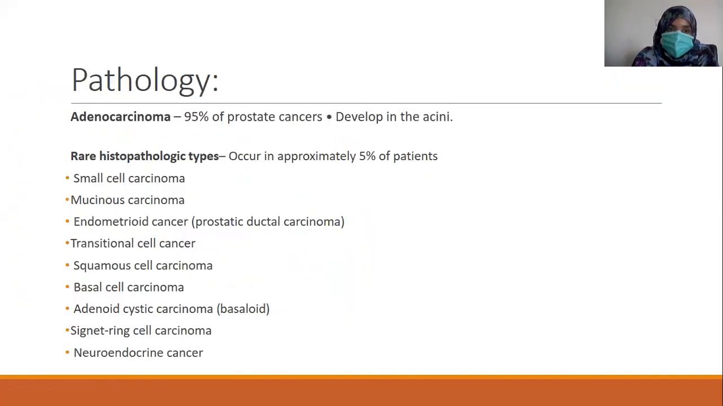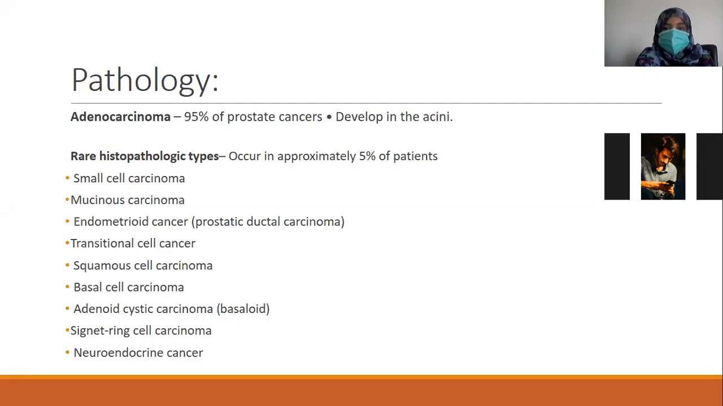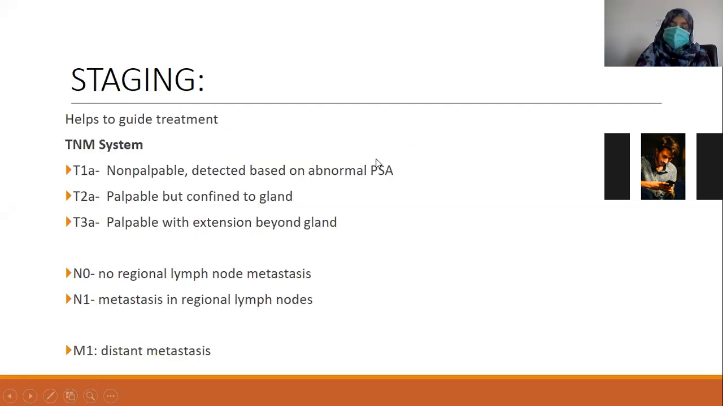Now the pathology. Adenocarcinomas: 95% of prostatic carcinomas are adenocarcinomas. They develop in the acini. The rare histological types are small cell carcinoma, mucinous carcinoma, endometrioid carcinoma, transitional cell carcinoma, basal cell, and so on. They are less than approximately 5%. So how do we stage prostatic carcinoma? There is TNM staging.